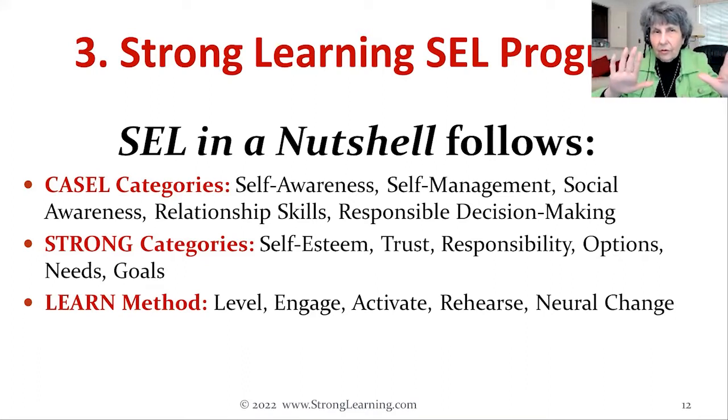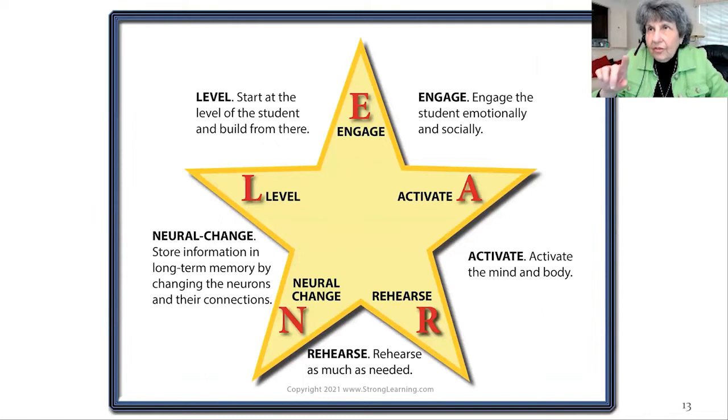Okay, so our categories I came up with after all my research were self-esteem, trust, responsibility, options, decision-making, needs, and goals. Now, the LEARN method is, we've been here for so long that we realize how children learn. It's basically following a level, engagement, and I'm going to go into this right now, because I'm going to teach this and role model it. I'm going to model what you need to do when you're in the classroom.